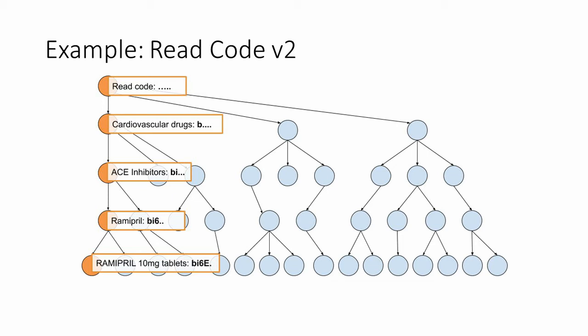Ramipril is an ACE inhibitor, which has the code BI dot dot dot. An ACE inhibitor is a cardiovascular drug, which has the code simply B, and then a cardiovascular drug is a read code, because everything within this terminology is a read code.